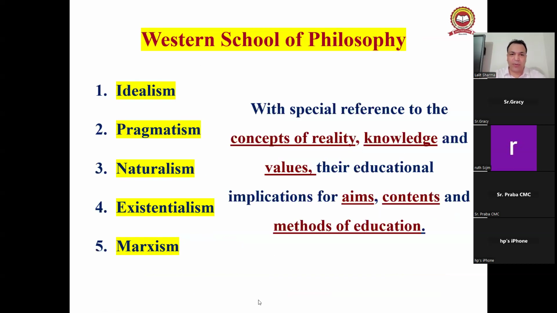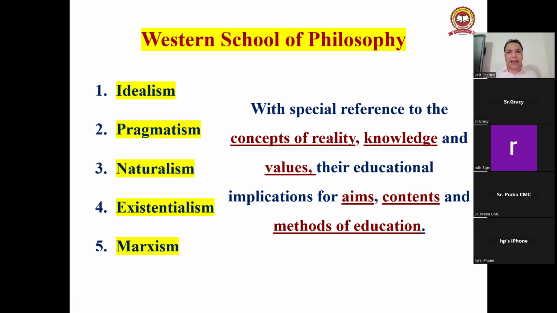Look from here, now the concept would be clear. Western schools of philosophy: idealism, pragmatism, naturalism, existentialism and Marxism. I think Marxism would also be in your syllabus. If it is not, then leave it out, okay? Please leave the Marxism, if it is not in your syllabus. Otherwise idealism, pragmatism, naturalism, existentialism, right? You have to learn all these philosophies with special reference to the concept of reality, knowledge and values.